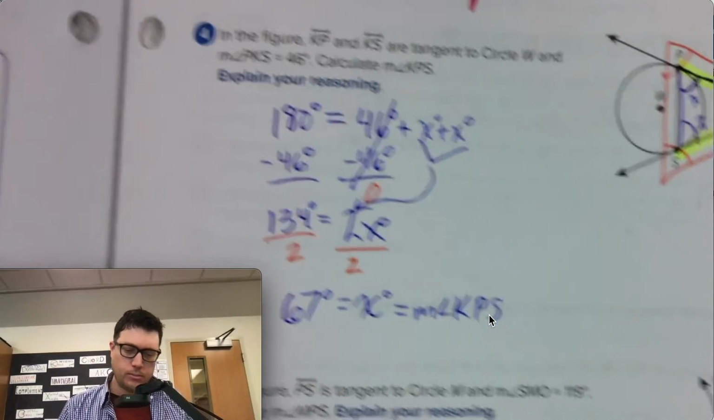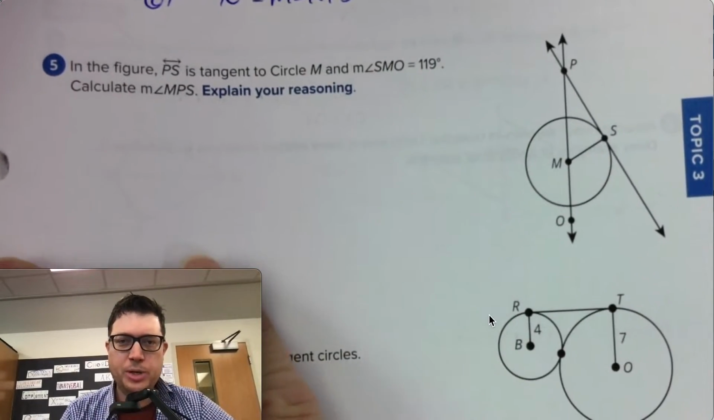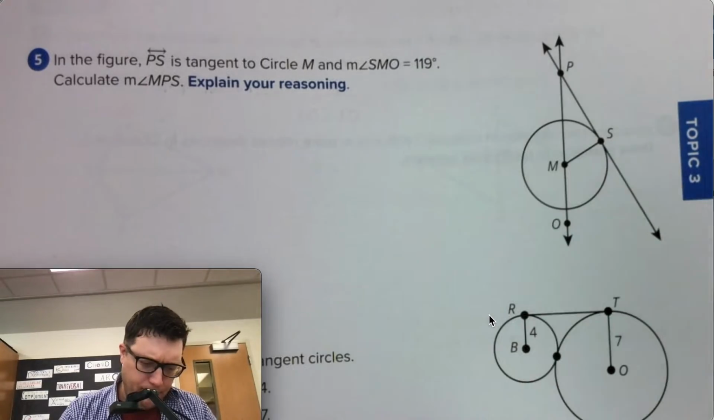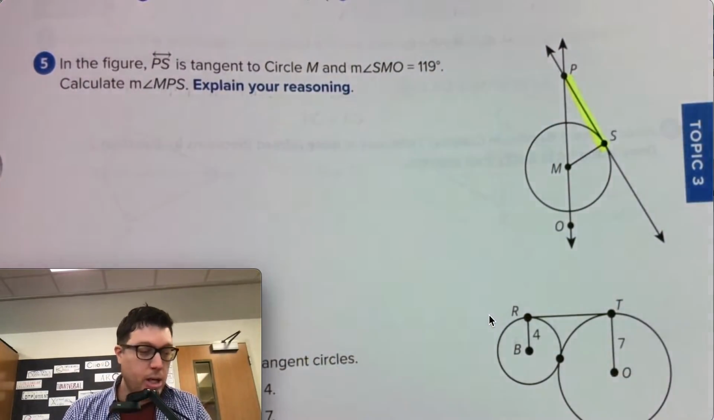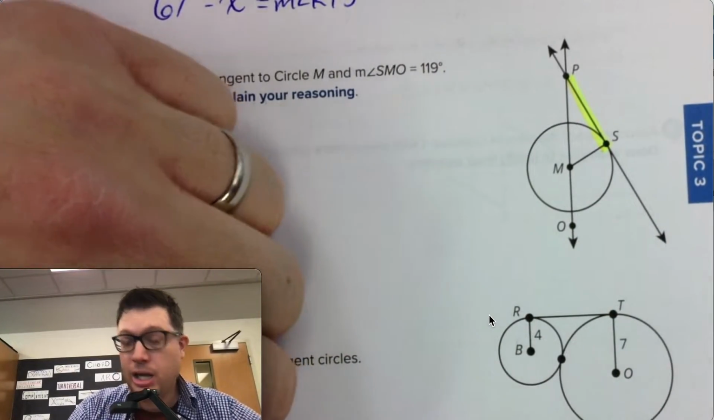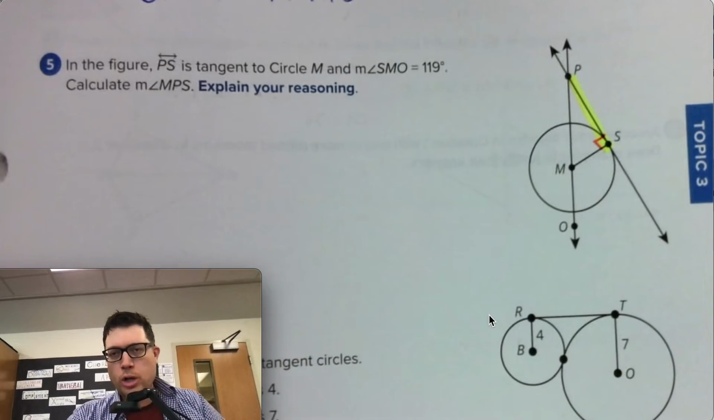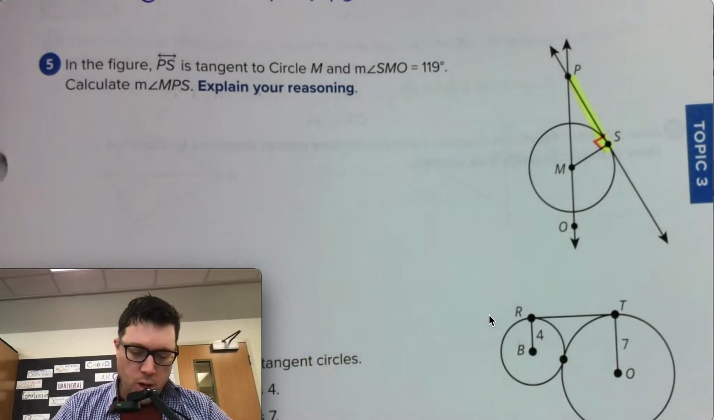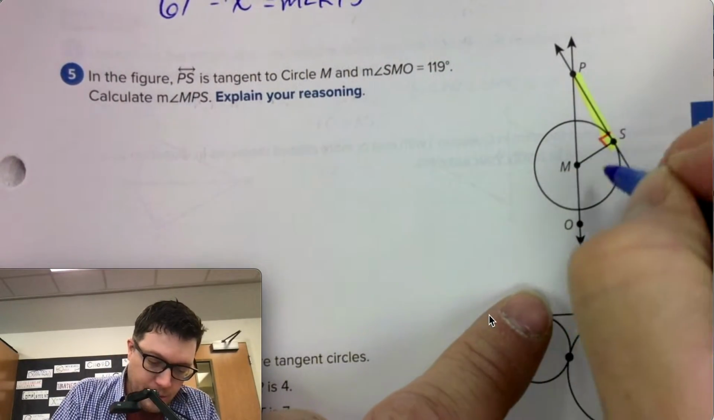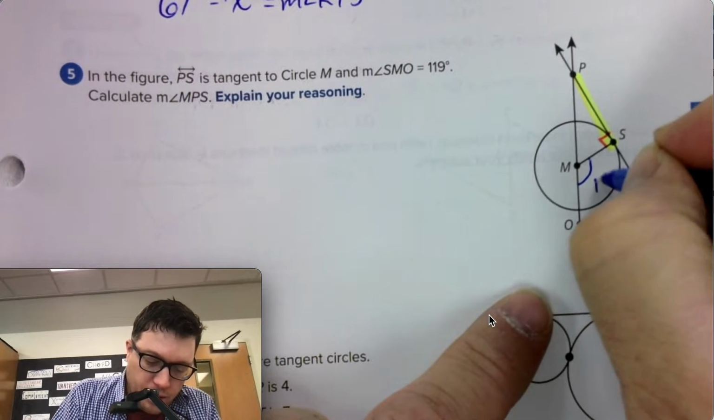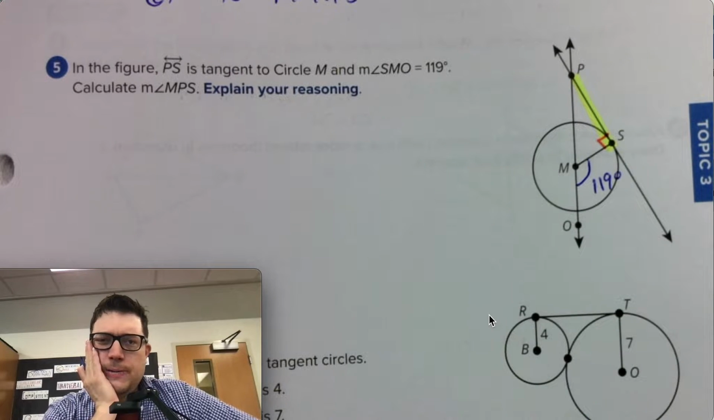Let's keep going. Number 5, in the figure, so we have this shape, there's a tangent line, and we have that PS is tangent to circle M. So here's my tangent segment. We have a 90-degree angle. When you connect the tangent line to the radius of the circle, they form a 90-degree angle. So now we know that this is 90, and we know that angle SMO, so angle SMO is this outside angle of 119 degrees. What else do we know from a point of tangency?